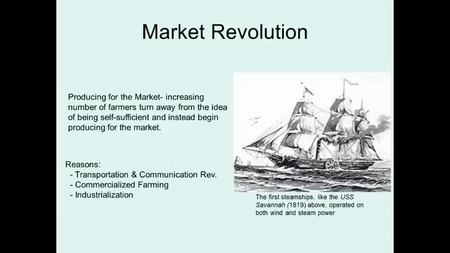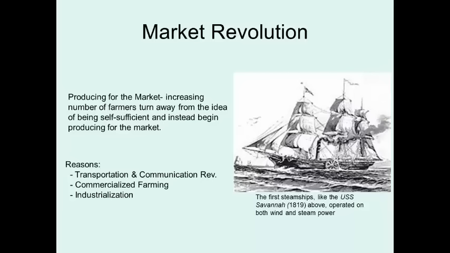The economy was changing during the first half of the 19th century. We call these changes the market revolution. The market revolution refers to the time when an increasing number of farmers turn away from the idea of being self-sufficient and instead begin producing for the market.